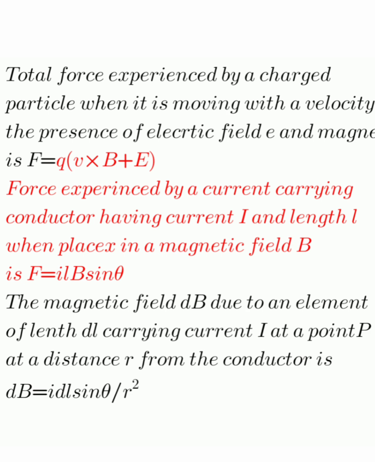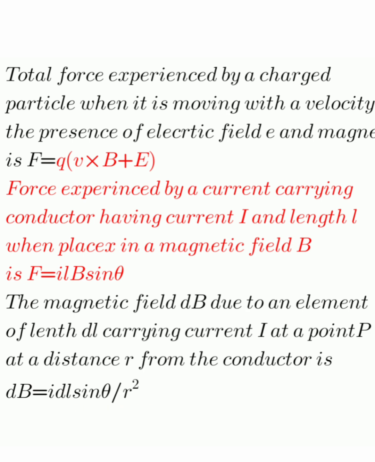We are going to see the magnetic field which is formed around the current carrying conductor using the following formulae. The magnetic field dB due to an element of length dl carrying current I at a point P at a distance r is dB = I dl sin theta / r squared.